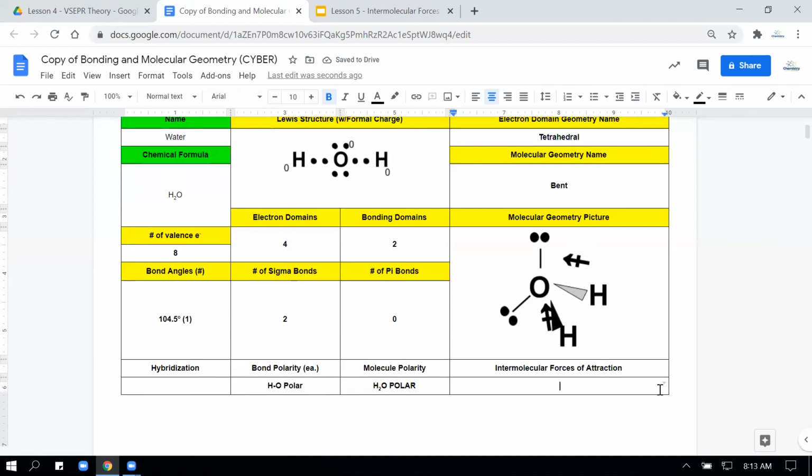And then, as we learned in the video, for anything that's polar, we have LDF, we have dipole-dipole, and now we're also going to consider this for hydrogen bonding. So to do that, ask yourself 2 questions. Do you have hydrogen? And is that hydrogen bonded to either nitrogen, oxygen, or fluorine? In this case, the answer is yes. So we will also have hydrogen bonding in this molecule.